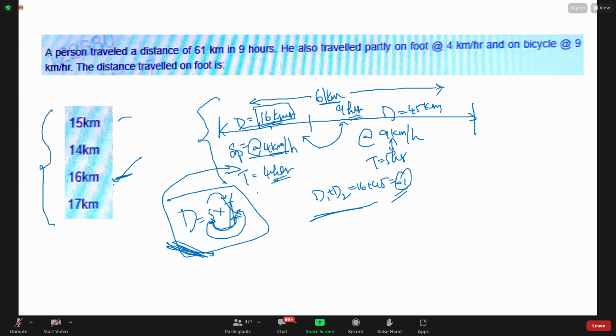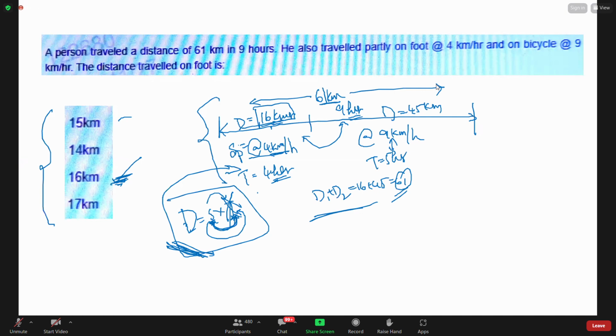Now why distance 16 kilometers? We chose this option and we are verifying it here. Why did we choose only 16? Because we knew that distance is always a multiple of speed. Now I said, keep the time constant for now. So what is the distance? Distance is always a multiple of speed. The speed is 4. What are the multiples of 4 you can have? 4, 8, 12, 16, and so on. So in the options, what do you have? 16 as one of the multiples of 4.